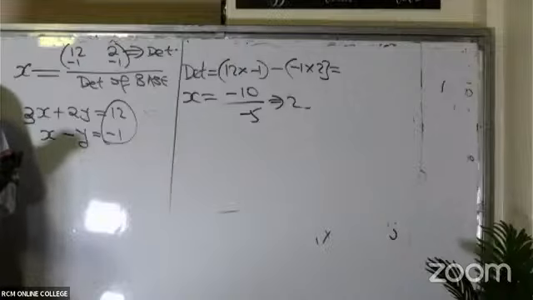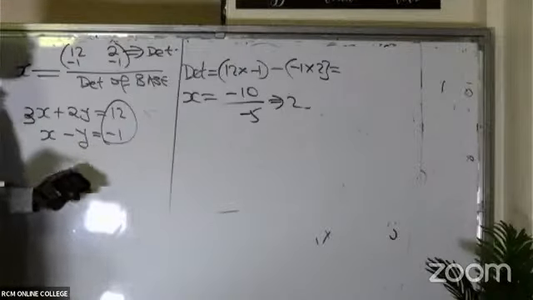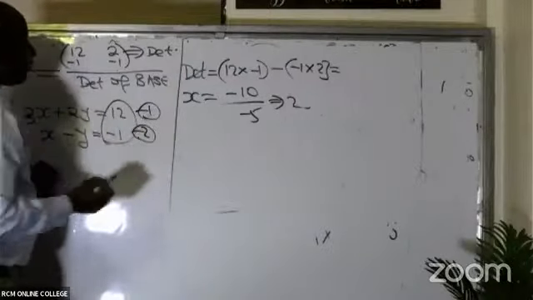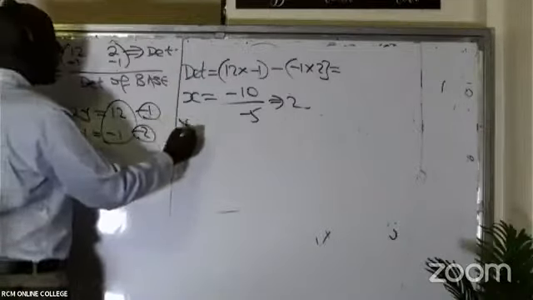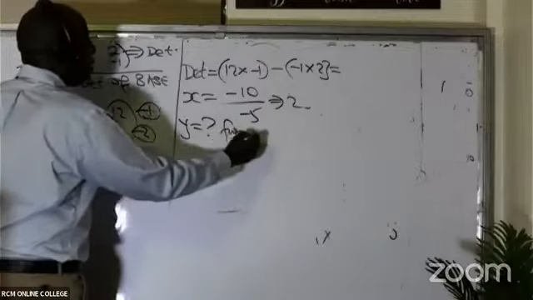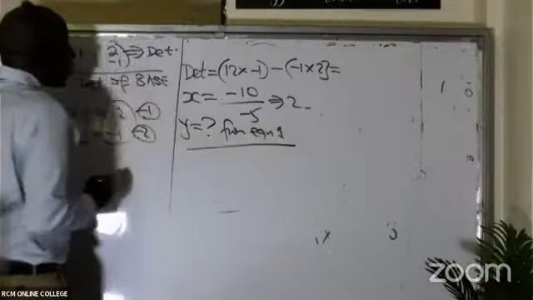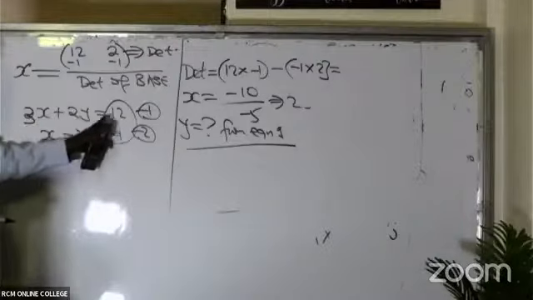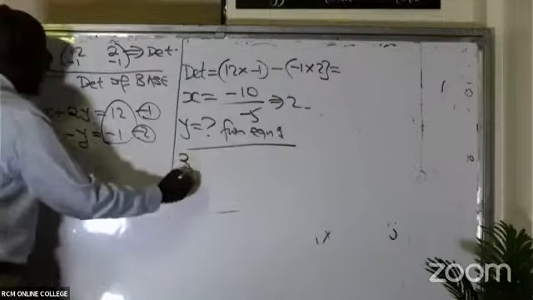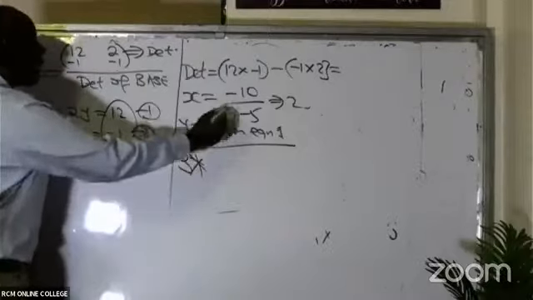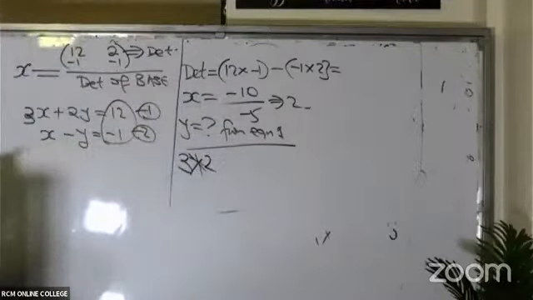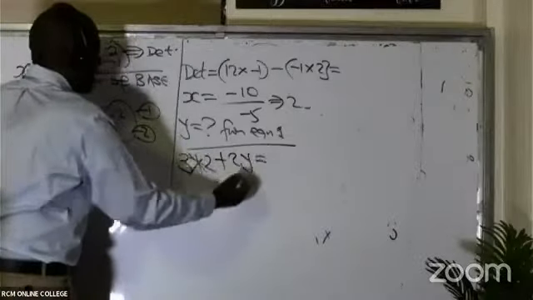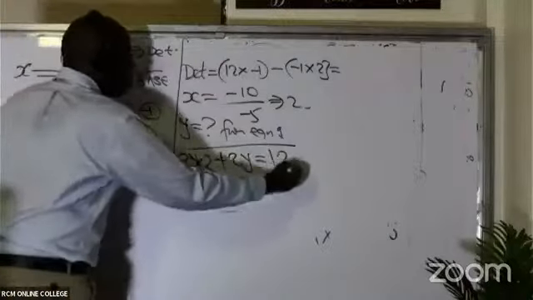So then once you get the value of x, you shall be able to get the value of y by substituting in any of the two equations here. So come and give us the value of y from equation 1. So from equation 1, we know this will be 3x. Fortunately, we know the value of x is 2. Plus 2y equals what here? Equals 12.